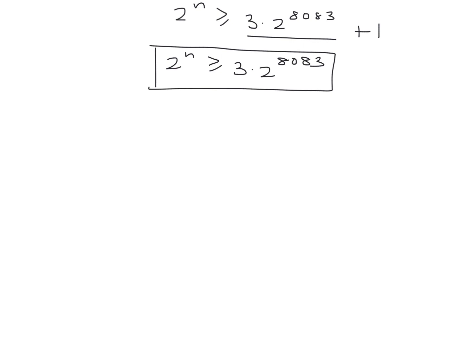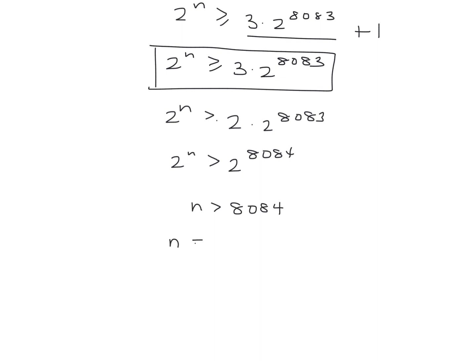If it's greater than that, then it's going to be greater than 2 times 2 to the 8083, right? But if it's greater than the 3, then it's got to be greater than the 2. Therefore, if I combine them, it'll be 2 to the 8084. If the bases are the same, the exponents are the same. So n is greater than 8084, and they want the smallest possible n, and that would be 8085. And I think that solves it.